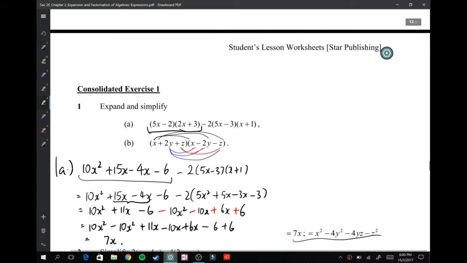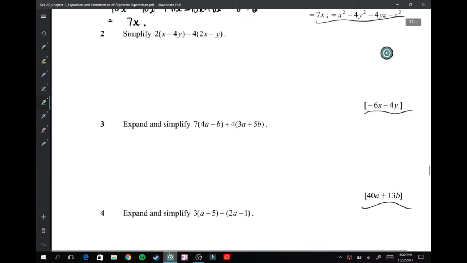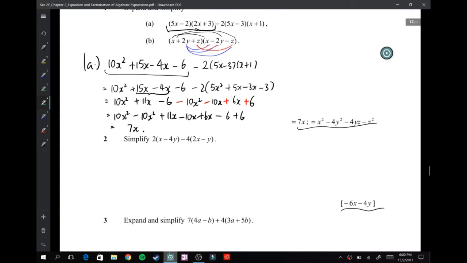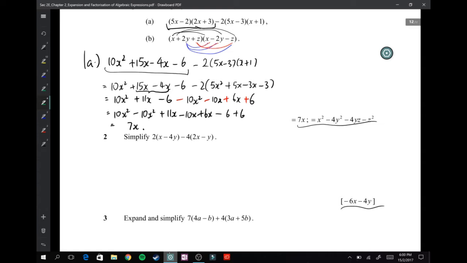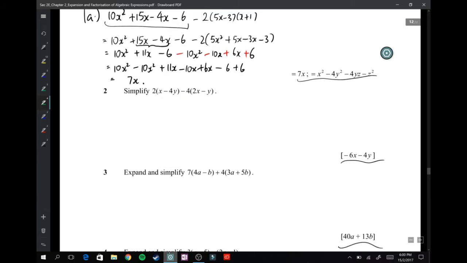Today I'll just go through consolidated exercise 1 and consolidated exercise 2. Some questions I already went through in class, so I hope you have taken them down. So let's start with consolidated exercise 1, question 2.